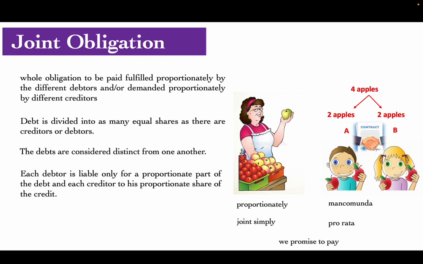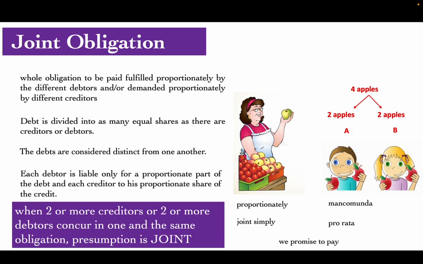What if A and B have no contract? When 2 or more creditors or 2 or more debtors concur in one and the same obligation, the presumption is joint. So if you borrowed but have no contract, your obligation is automatically joint. What does joint mean? To each his own. The debt is divided by 2, divided between A and B. If there is no contract, the presumption is joint. You each have your own debt, divided proportionately as to as many creditors and as many debtors.